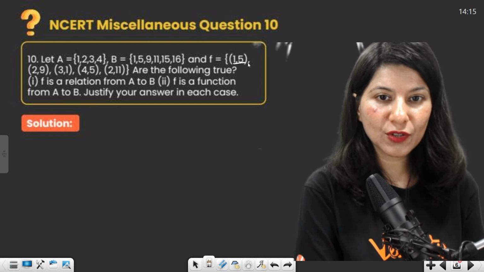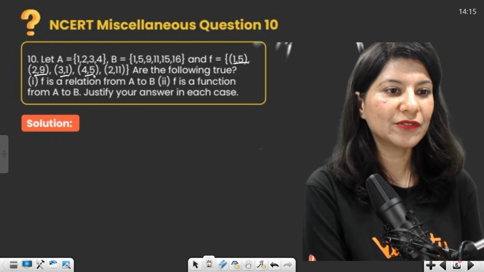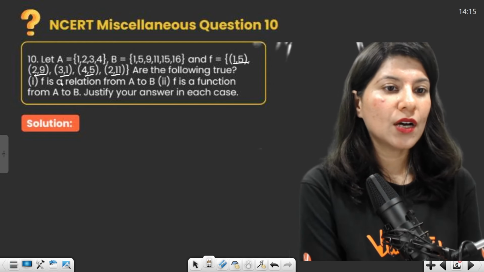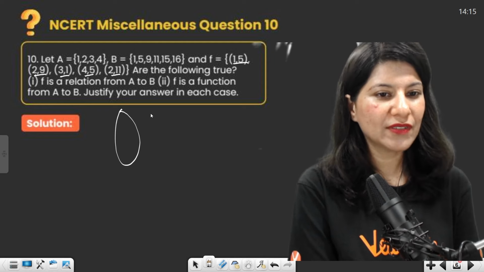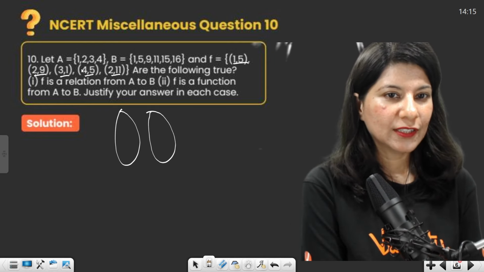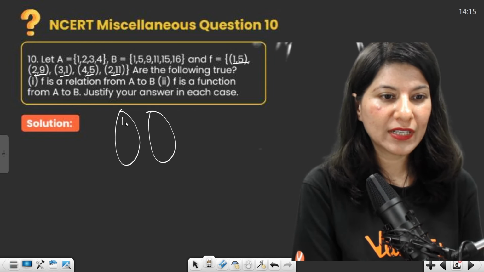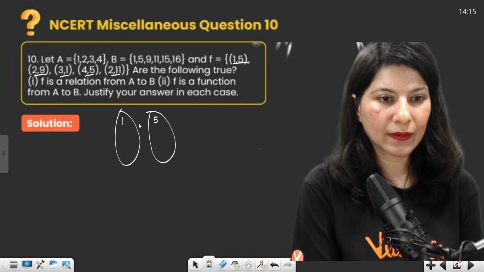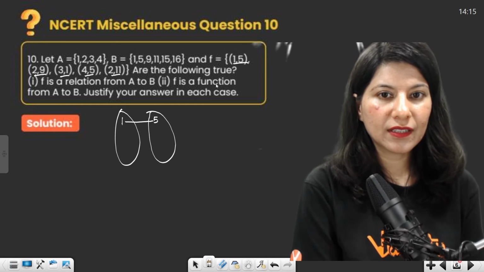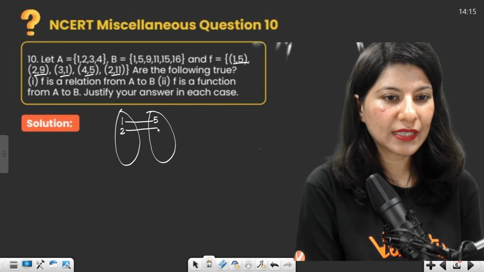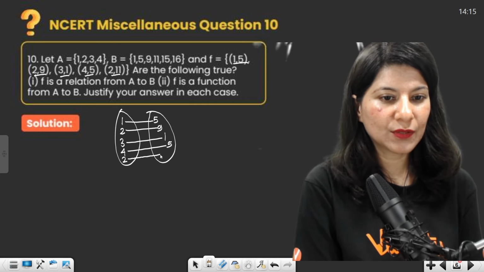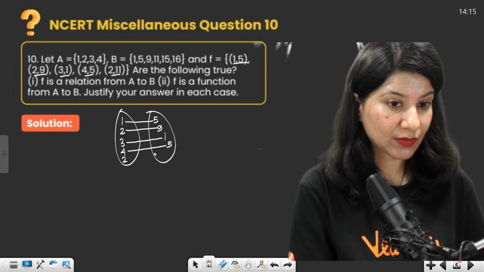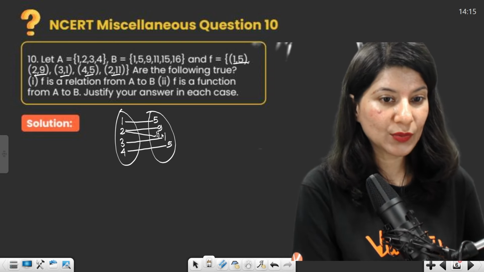Function is having (1,5), (2,9), (3,1), (4,5), (2,11). Now, we need to check if F is a relation from A to B. So, it is very easy to check. First part. F is 1. 1 is connected with 5. And 2 is connected to 9. Correct. 3 is connected to 1. 4 is connected to 5. 2 is already available, by the way. 2 is connected to 11.